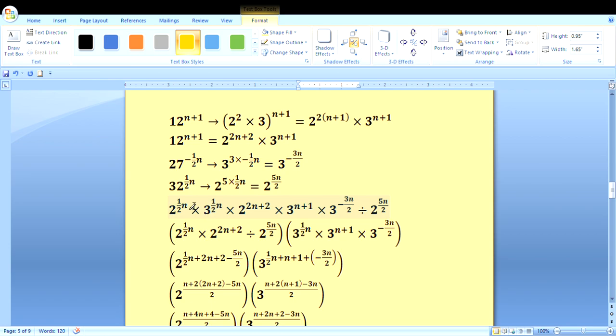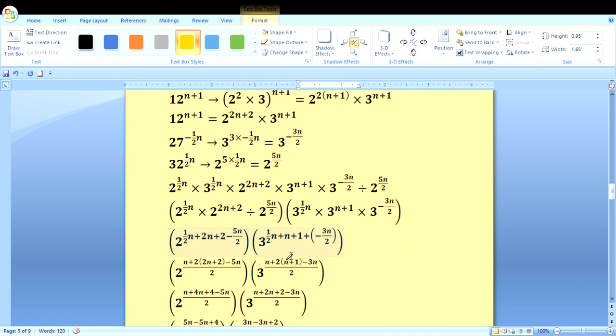All we need to do first here, we pick out those with 2, with their respective signs. So 2 raised to half n times 2 raised to 2n plus 2, here we have a divide, 2 raised to 5n over 2. Now for those with 3, it's just all multiplication. This becomes 3 raised to half n times 3 raised to n plus 1 times 3 raised to minus 3n over 2.